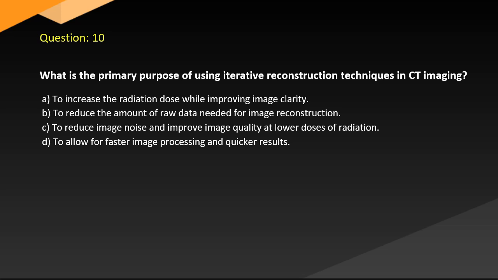Question 10. What is the primary purpose of using iterative reconstruction techniques in CT imaging? A. To increase the radiation dose while improving image clarity. B. To reduce the amount of raw data needed for image reconstruction. C. To reduce image noise and improve image quality at lower doses of radiation. D. To allow for faster image processing and quicker results.